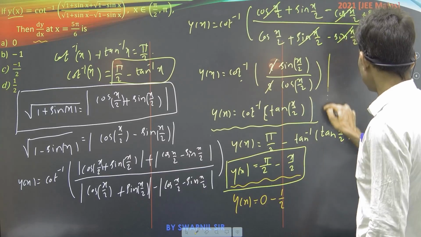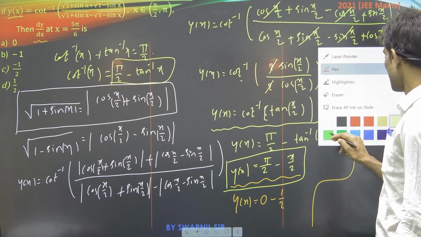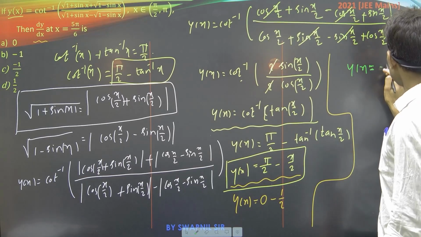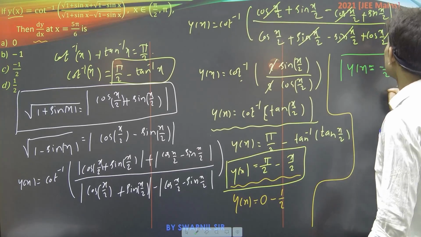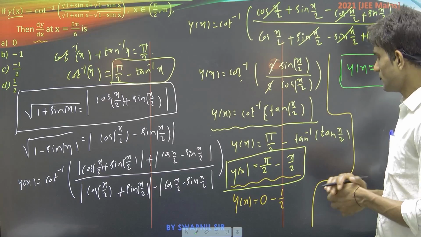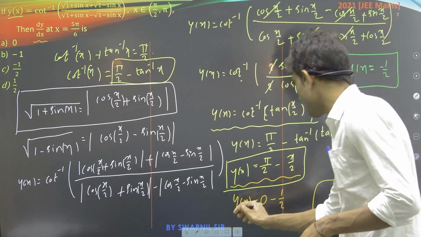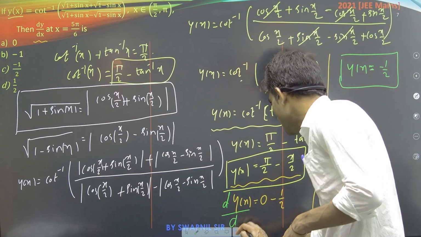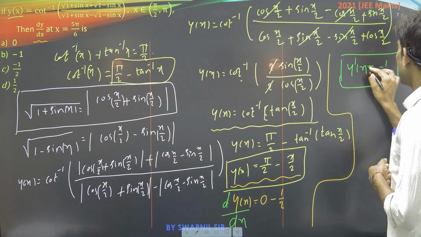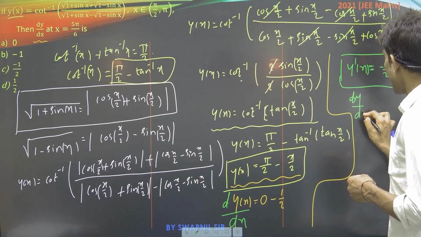So I found the value for y dash of x, which is minus 1 by 2. This is our required value. But in our question, it is not only y of x, it is dy by dx, d of y of x by dx, the differentiation of y of x with respect to x. So y dash of x is minus 1 by 2, and we want dy by dx at a point.